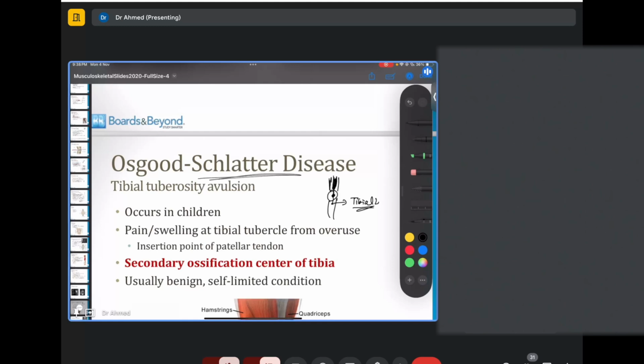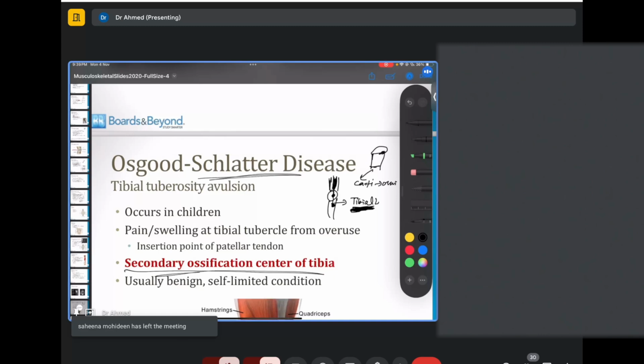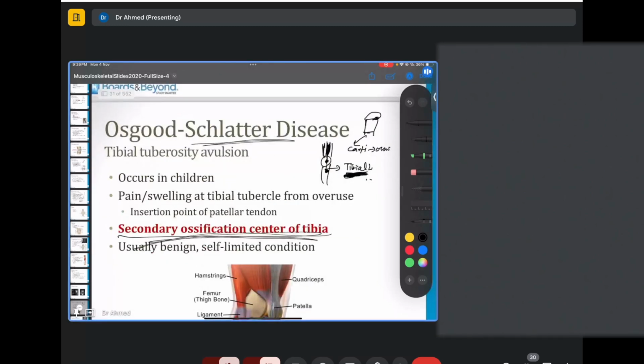What's secondary ossification? You guys know. First of all, normally all of these points used to be cartilage, then they are going to be ossified, right? So that is the secondary ossification center. Due to this reason, the tibial tuberosity is a common site for injury. What's the reason? It's a secondary ossification center of the tibia, right? You guys are going to see an MCQ related to it.